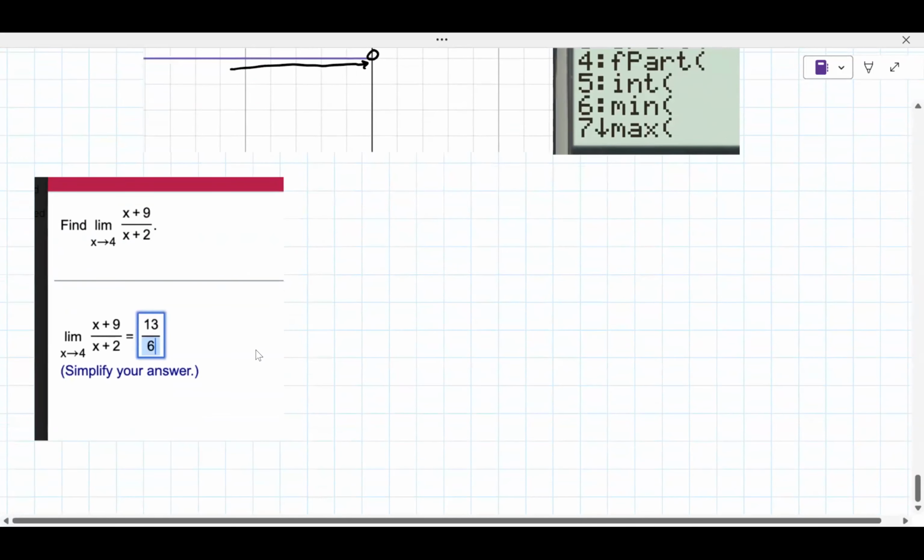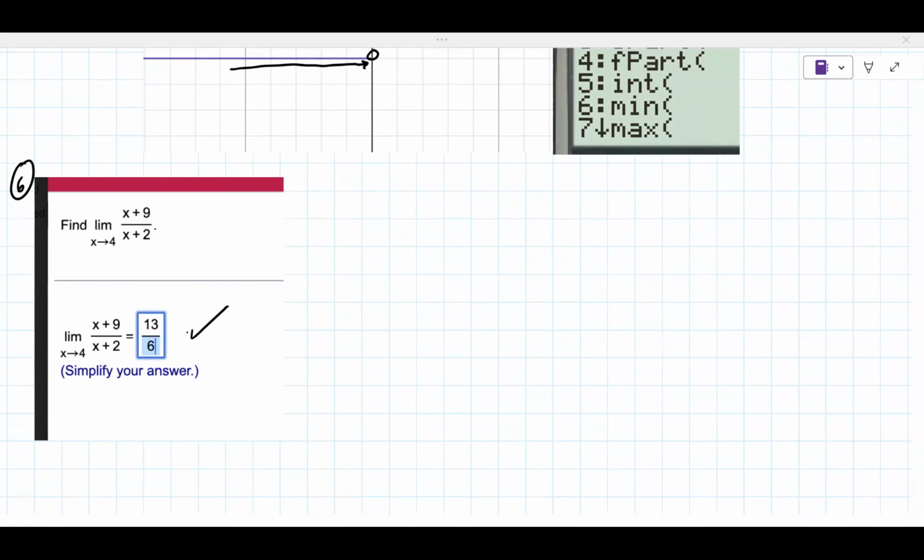Okay, this is correct. Next one here, this is number 6. You always just try putting the number in. If it works, it works. Move on. All right, we'll go to number 7.